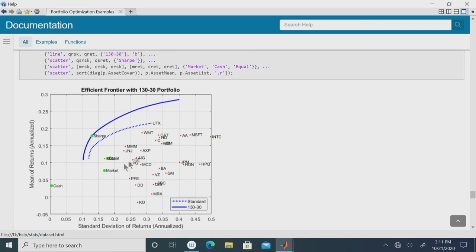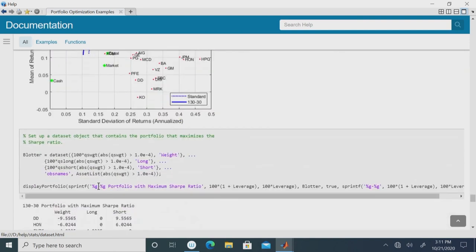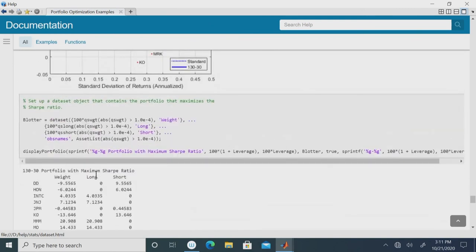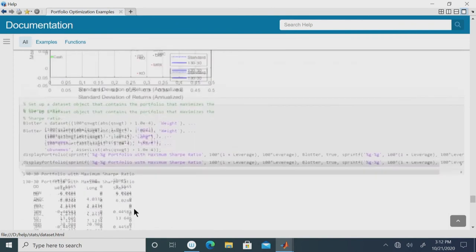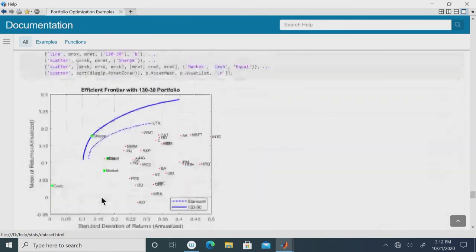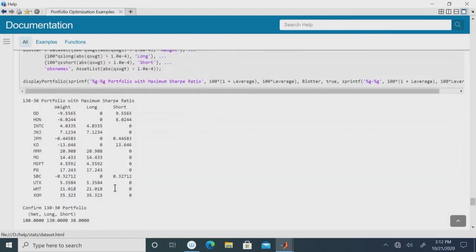If you observe carefully in this particular efficient frontier, the particular weights that have been listed here for the 130-30 portfolio are nothing but the portfolio corresponding to the maximum Sharpe ratio on the efficient frontier of the 130-30 portfolio. Again, you see that there are certain weights which are negative, for which the position is a short position. And then there are certain assets like PG, which is Procter & Gamble, for which the weight is 17%, so your long position is 17% and the short position is 0.